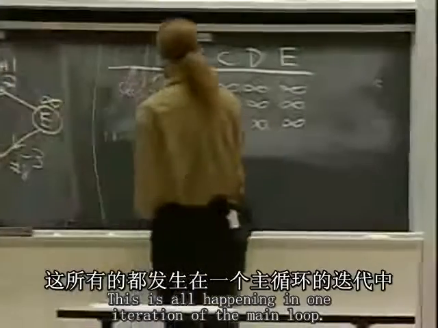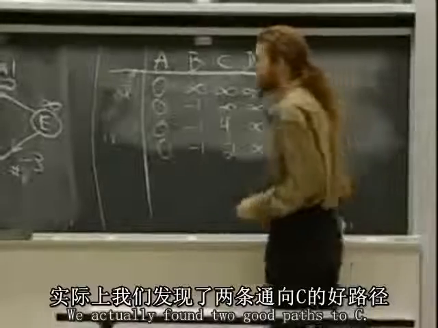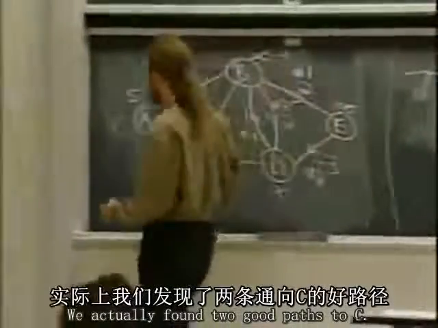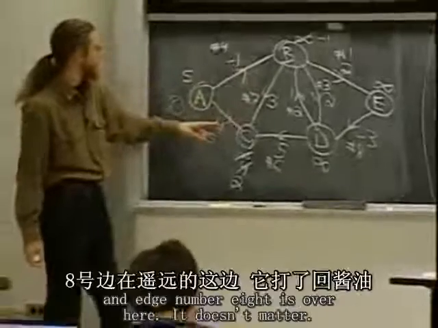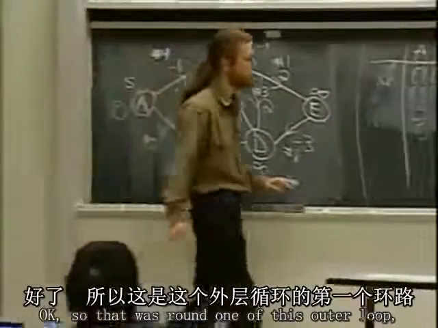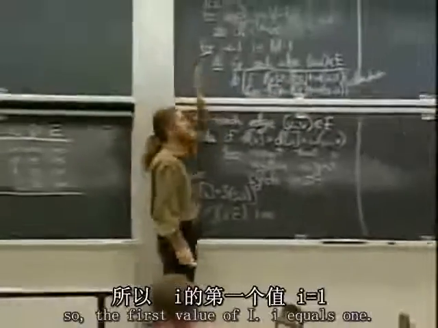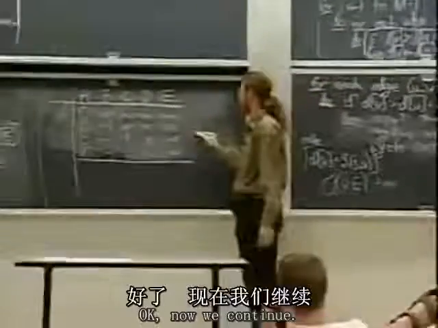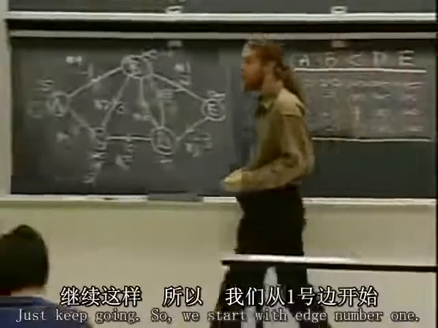This is all happening in one iteration of the main loop. We actually found 2 good paths to C. We found one better than the other. Okay, and that was edge number 7. And edge number 8 is over here. It doesn't matter. Okay, so that was round 1 of this outer loop. So the first value of I equals 1. Okay, now we continue. Just keep going.